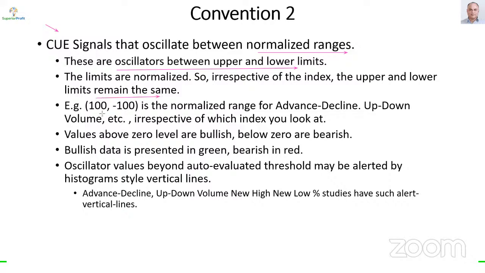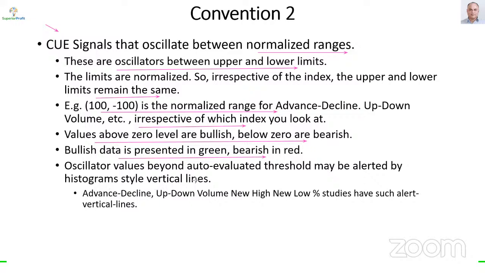For example, 100 to minus 100 is the normalized range for advance decline, up down volume, etc., irrespective of which index you look at. Because it is normalized, it's easy to read across different indices or dimensions. Values above 0 are bullish, values below 0 are bearish for these oscillating indicators. Bullish data is represented in green, bearish in red as usual.